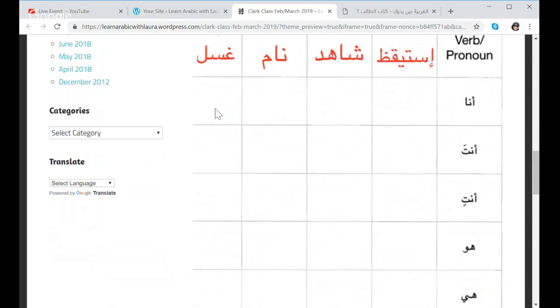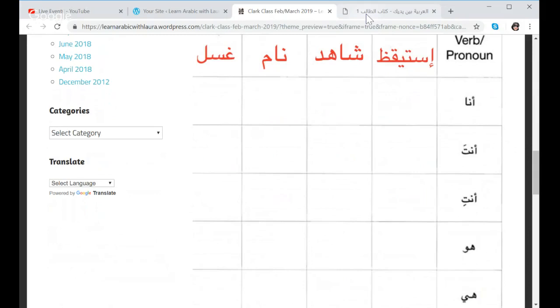Achsilu. Very good. And ta. Tachsilu. Very good. And ti. Tachsilina. Very good. Hua. Yachsilu. And hia. Tachsilu. Excellent. Okay, good job on those.